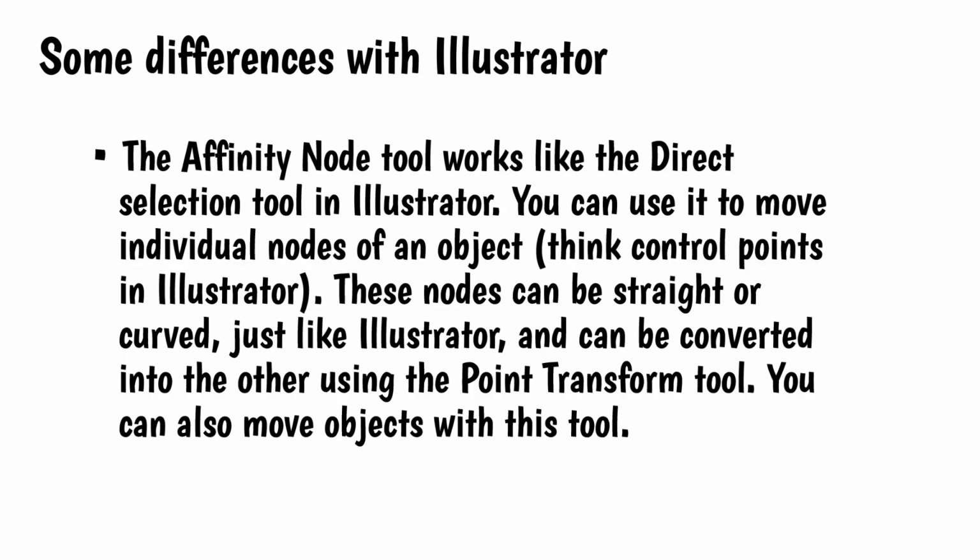The Affinity Node tool works like the direct selection tool in Illustrator. You can use it to move individual nodes of an object, think control points in Illustrator. These nodes can be straight or curved, just like in Illustrator, and can be converted into the other using the Point Transform tool. You can also move objects with this tool.